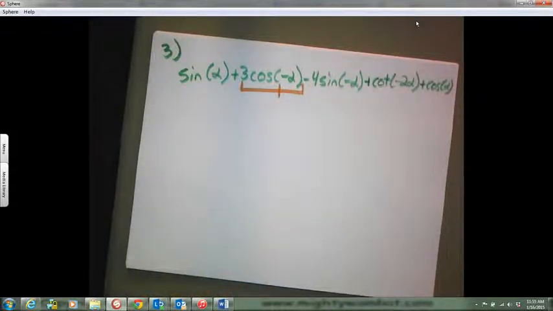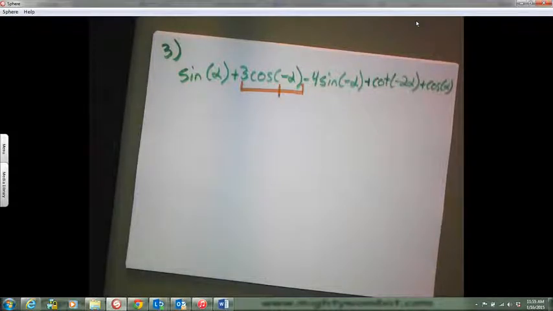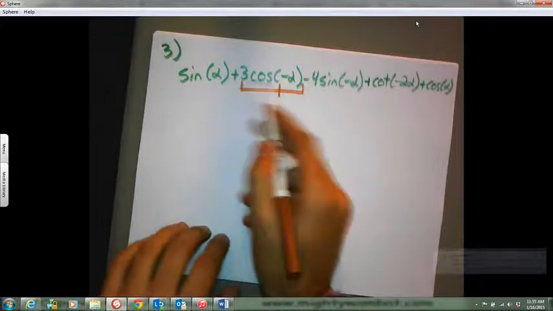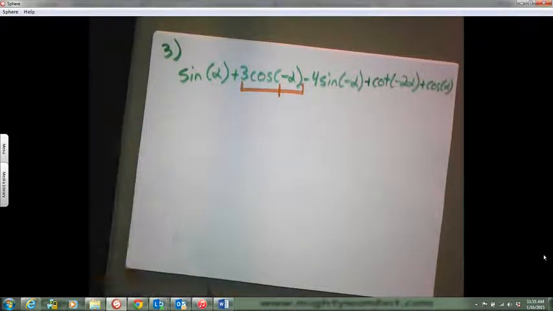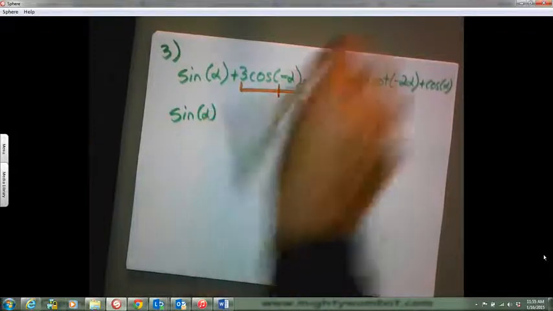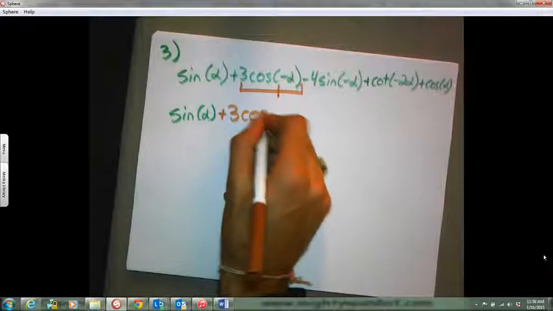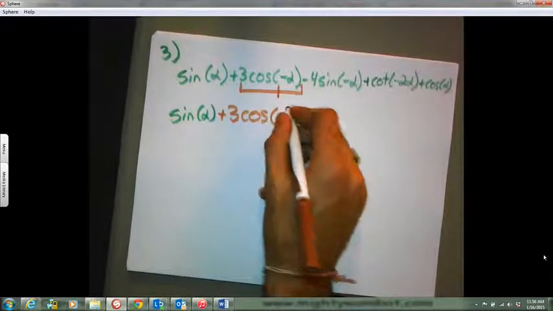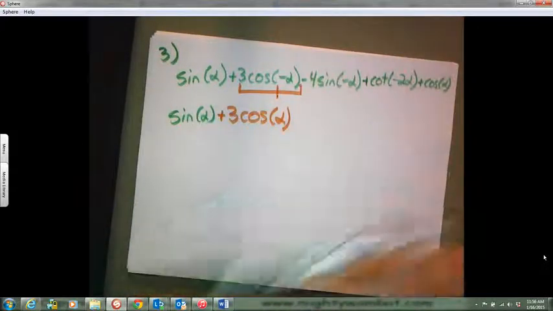How could I rewrite that? Well, I know that cosine of negative alpha equals cosine of positive alpha. So instead of writing 3 cosine of negative alpha, I could write 3 cosine of positive alpha. Nothing else changes. I'm just doing one step at a time. The sine of alpha plus 3 cosine of, not negative alpha, but just alpha. So the negative just drops away, and I'm not going to change anything else.